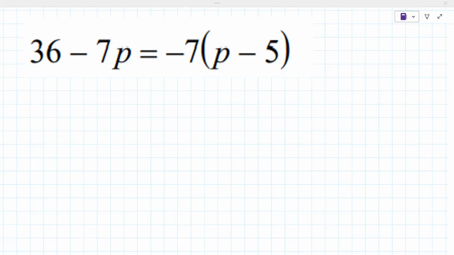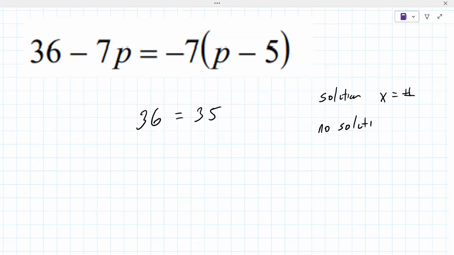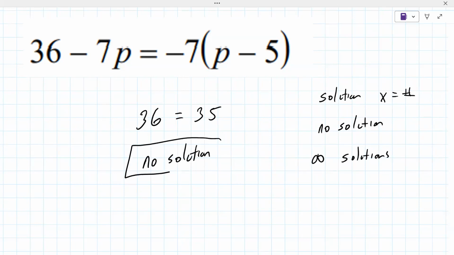I got 36 equals 35. Good. Now, what we're looking for after this is which of the possibilities is it: solution, meaning x equals a number? Is it no solution, or is it infinite solutions? No solution. That's correct. So your instructor wants to see these words plus the work, you have to be able to work through that. And you did great there.